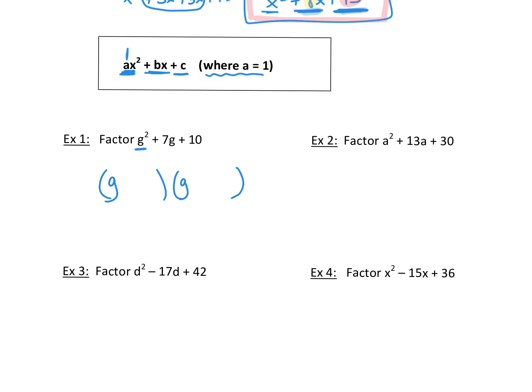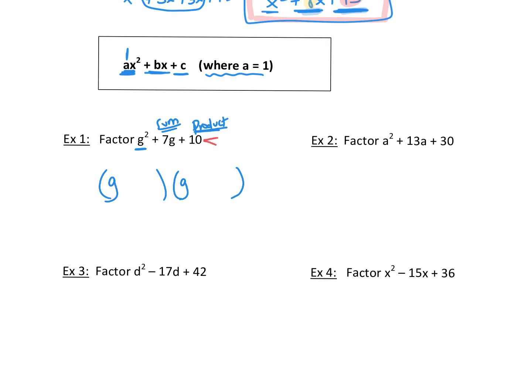Now, we're looking for two numbers that have a product of 10. They have to multiply to give you 10, and they have a sum of 7. So you guys could probably think of it really quickly in your head. What two numbers multiply to give you 10 and add to give you 7? 2 and 5. But let's say you don't know, or I give you harder problems where there are more possibilities.